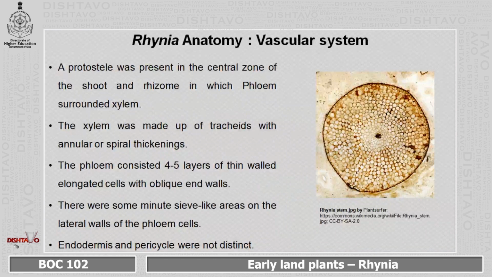The vasculature here was a simple protostele where the phloem surrounded the xylem. It also showed the presence of tracheids in the xylem with annular or spiral thickenings. The phloem consisted of 4 to 5 layers of thin-walled elongated cells with oblique end walls. Also, minute sieve-like areas were seen on the lateral walls of phloem. However, in a plant like Rhynia, the endodermis and pericycle were not distinct at all.